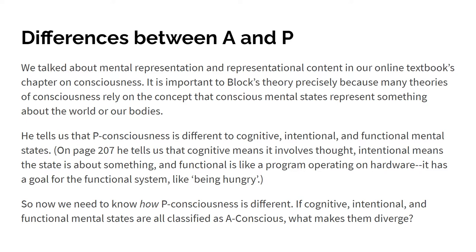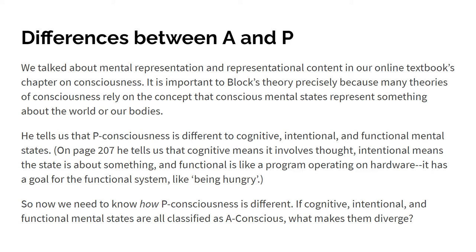He tells us that phenomenal consciousness, or the what it's like of experience, is different fundamentally to cognitive, intentional, and functional mental states. These are the information processing. When he says cognitive, he means it involves thought. When he says intentional, it means that your mental state is about something else. We'll also look at intentionality later in the semester in a lot more depth. All we need to know right now is that when a state is intentional, it's about something. So when you have an intention to go get a glass of water, your intention is about your desire to go get that glass of water.